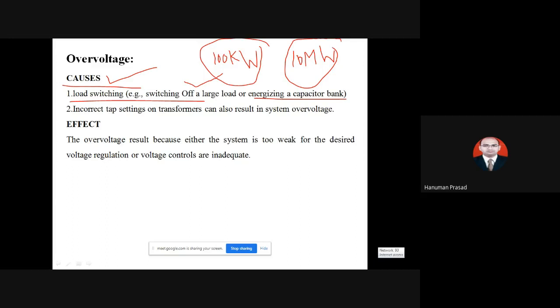If suddenly your large size load is switched off, this also causes the over voltage problem. Second is incorrect tap setting of transformer, which can cause over voltage. Incorrect tap setting also causes the over voltage.